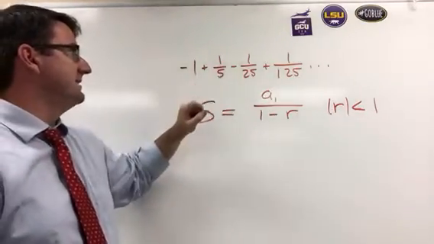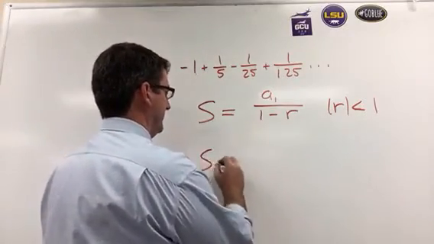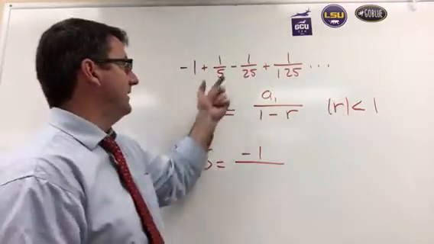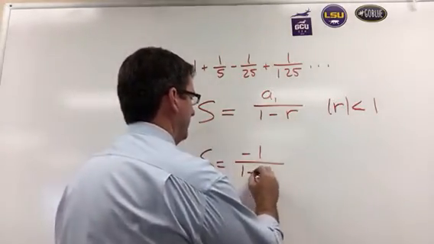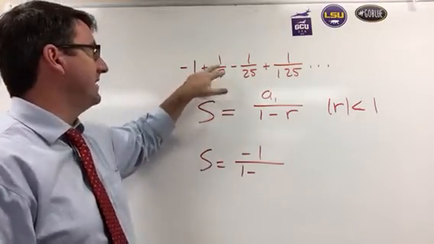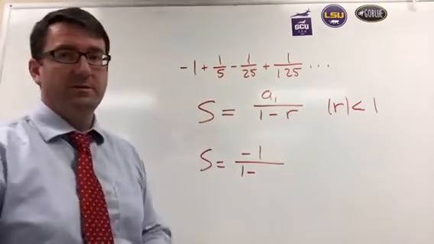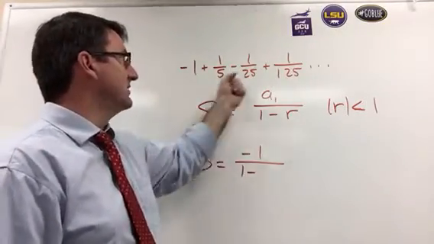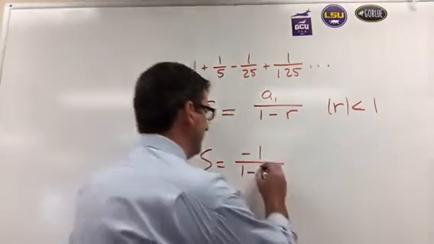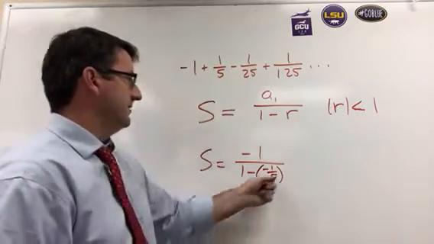All right, so in this case, our first term is -1. And our ratio is -1/5. -1 times -1/5 is +1/5. Times -1/5 is -1/25. So we're multiplying by -1/5 to get to the next term. And so right here, -1/5 is going to be our R.